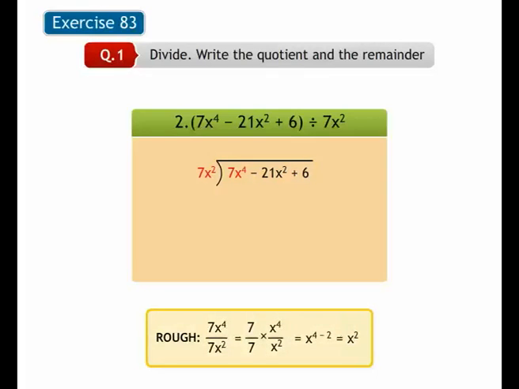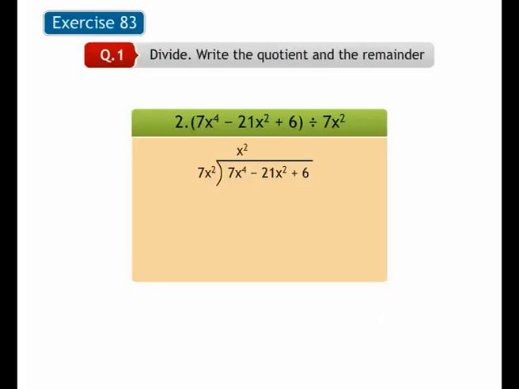To solve this sum, we will divide 7x raised to 4 with 7x raised to 2, numerator-denominator form, that is 7x raised to 4 upon 7x raised to 2, which is 7 upon 7 into x raised to 4 upon x raised to 2. By reducing, we get 1 into x raised to 4 minus 2, which is equal to x square, which becomes the first part of the quotient. Now we will write x square as the first part of the quotient above the line and the product of 7x raised to 2 and x square, that is the product of the divisor and the quotient, which is equal to 7x raised to 4, exactly below the first part of the dividend.